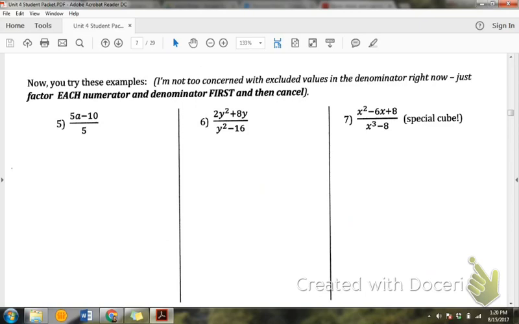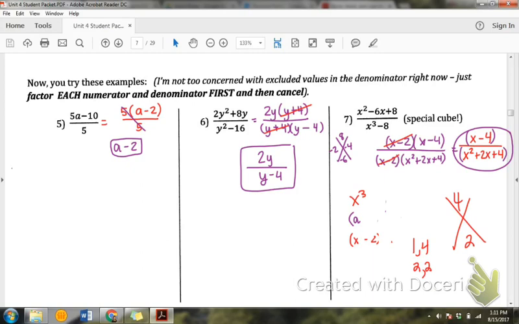Let's look back at number 6 real quick. Okay, it says excluded values, right? So if something is an excluded value, this is what it means. If we're looking at example 6, what number in here for y would make the denominator be 0? Positive 4, right? If you plugged a positive 4 in for y, 4 minus 4 would give you 0, right? So what an excluded value is saying is y cannot be 4, because if we get a 0 in the denominator, you can't divide anything by 0.